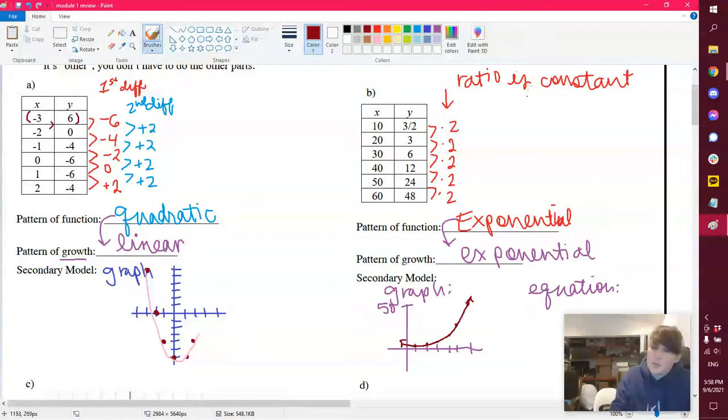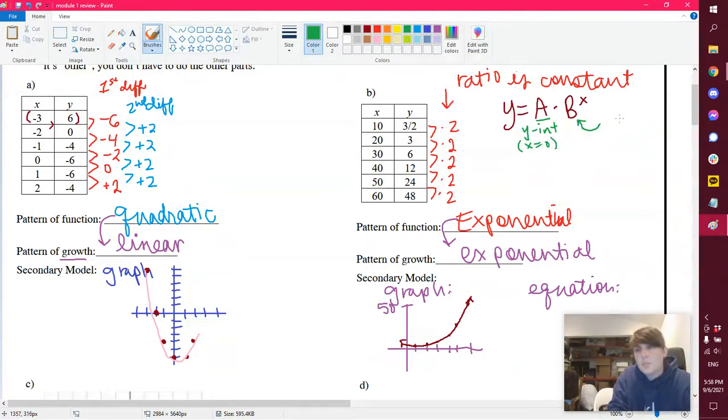The equation, and I'll move it down to equation eventually. The exponential equations always look like y equals a times b to the power x, where a is your y-intercept, so your starting point when x equals 0, and your b is your ratio. It's the thing you're multiplying by each time. Also, when your x's aren't just 1, 2, 3, 4, and 5, you kind of have to account for that. Here, because we're counting by tens, we divide by 10 up in the top.